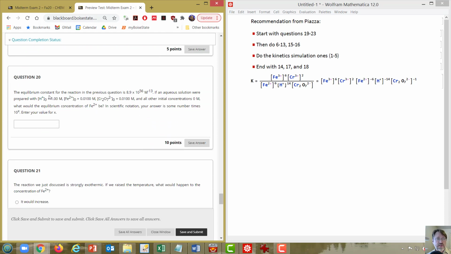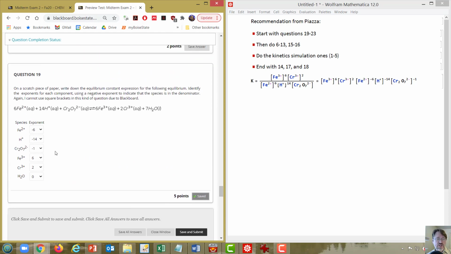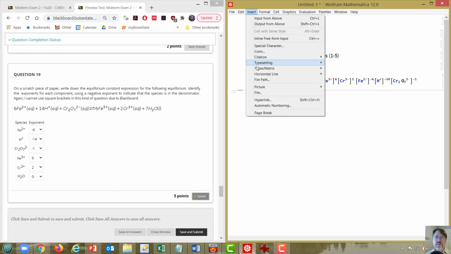All right, question 10. The equilibrium constant for the reaction in the previous question is this. And we've given initial conditions, and we want to know what the equilibrium concentration is. This suggests that we need an ICE table. This is the reaction we want. 1, 2, 3, 4, 5, 6 components. So I am going to put a table in here.